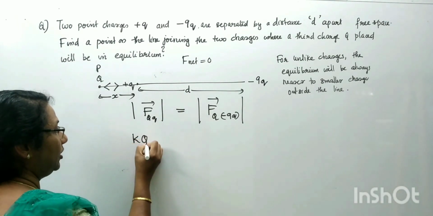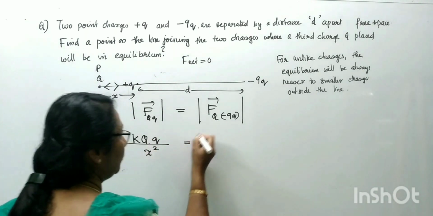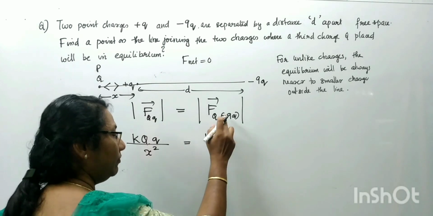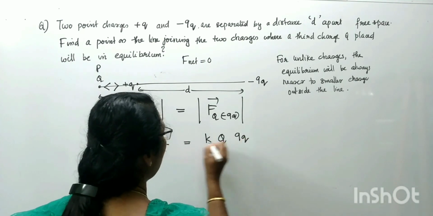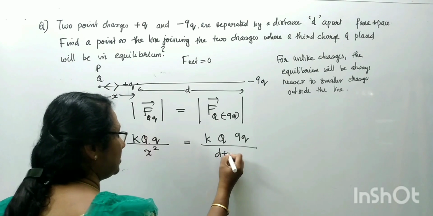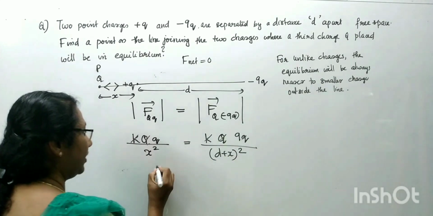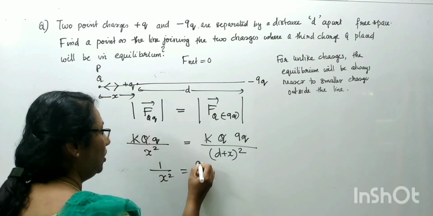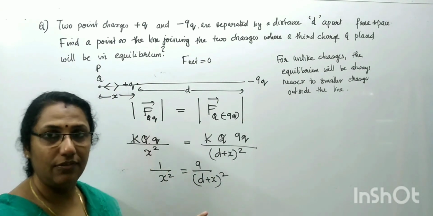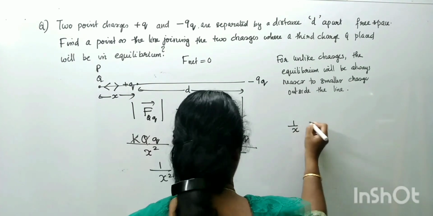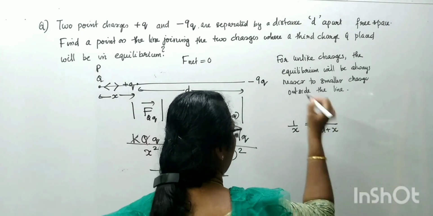So K, capital Q, small q by the distance x square is equal to K, capital Q. We never put the negative sign of the charge when we take the magnitude of force. So take 9Q by the total distance, D plus x, the whole square. Cancelling K, capital Q, small q, we get 1 by x square is equal to 9 by D plus x, the whole square. Taking the square roots, we get 1 by x is equal to 3 by D plus x. Sorry, square root of 9 is 3.